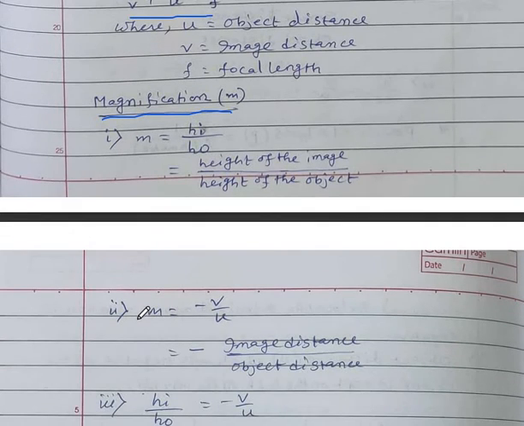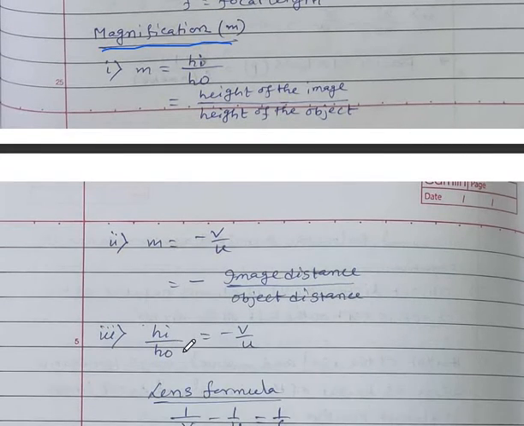Again, the second formula, magnification m is equal to minus v by u, that is minus image distance by object distance. So one formula for magnification is hi by ho, the second formula is minus v by u. Don't forget. By combining both, we can create another formula: hi by ho is equal to minus v by u also. This relationship will also be used while finding the height of an image.